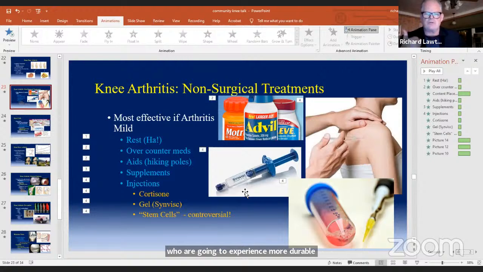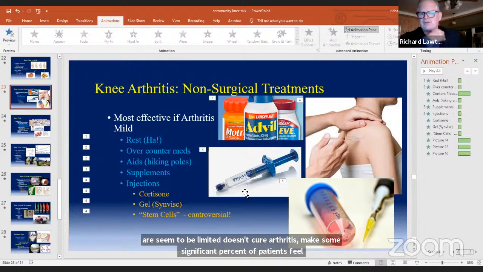It certainly doesn't regrow cartilage. It doesn't really lubricate the joint. Claims to that have been disproven. We have to be aware that this product arose out of the horse racing industry, for better or for worse. They noticed that Seabiscuit ran a little faster when they injected this stuff in the horse and said, maybe we should try this on people. That's honestly how it came out. And so its benefits seem to be limited. Doesn't cure arthritis, makes some significant percent of patients feel better for a period of time.